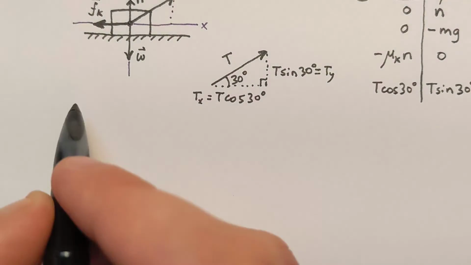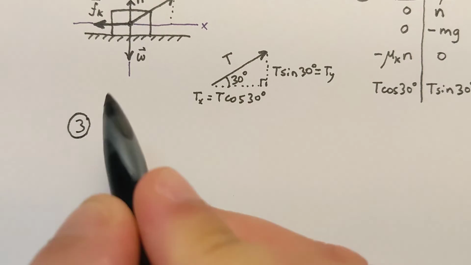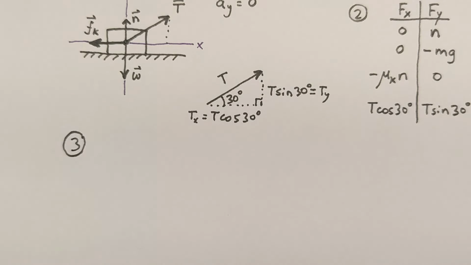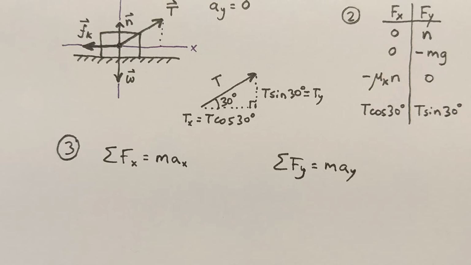So step 3, go ahead and apply Newton's second law. Add the forces in the x direction, add the forces in the y direction, make it equal to mass times acceleration in x and y. Pause the video now. Okay, so let's take a look at how you did.